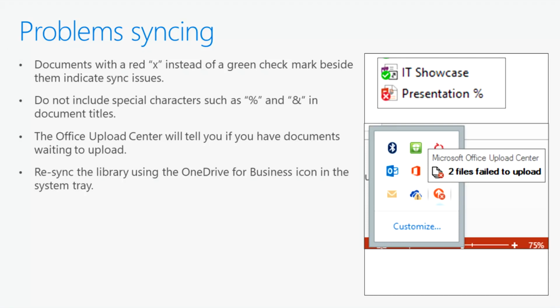Your Office Upload Center will notify you if something is not uploading appropriately, and you'll be able to resynchronize your library, in any event, if you pause synchronization or stop using the OneDrive for Business icon in the lower right-hand corner of your Windows screen.